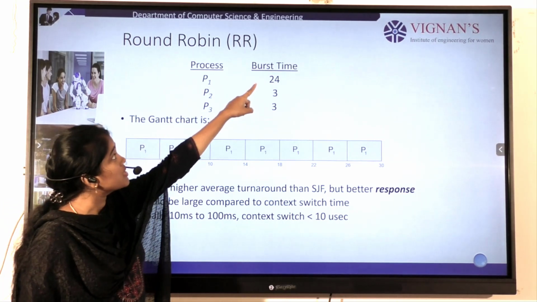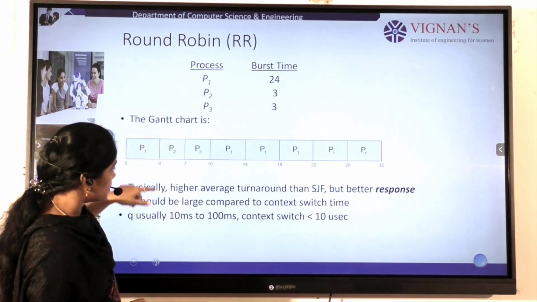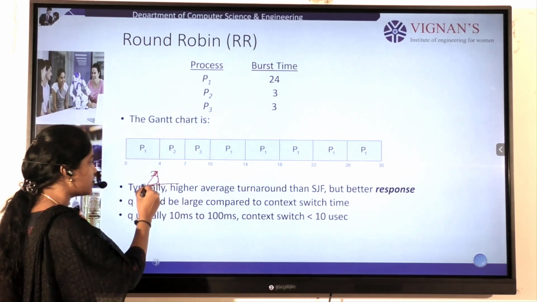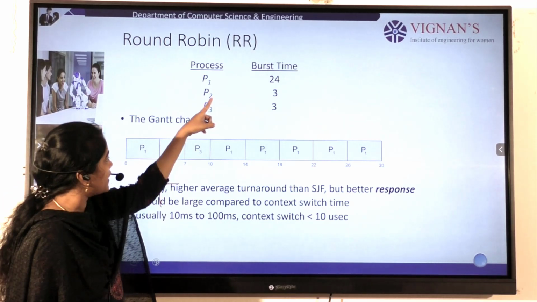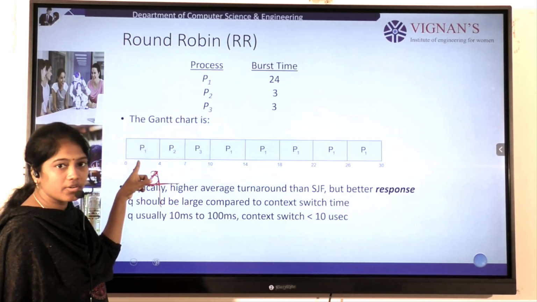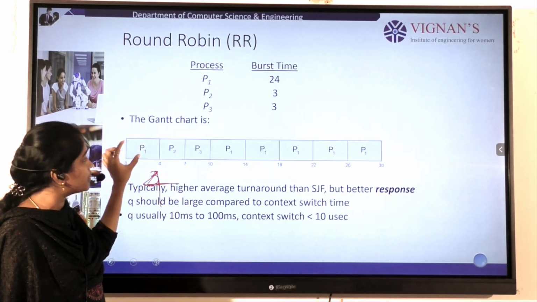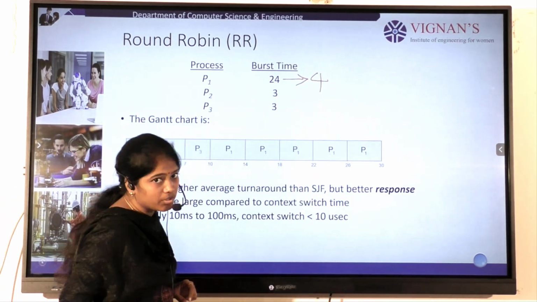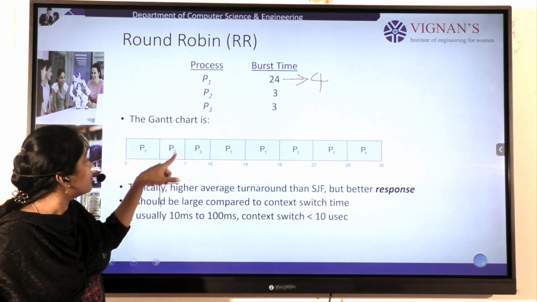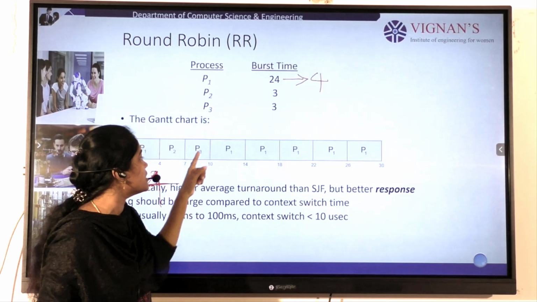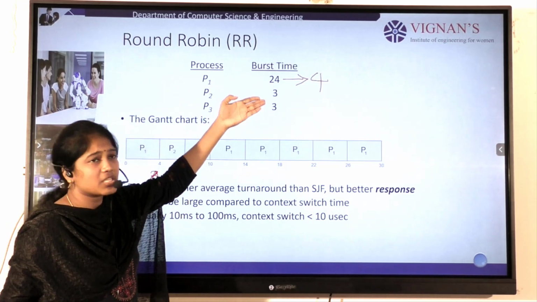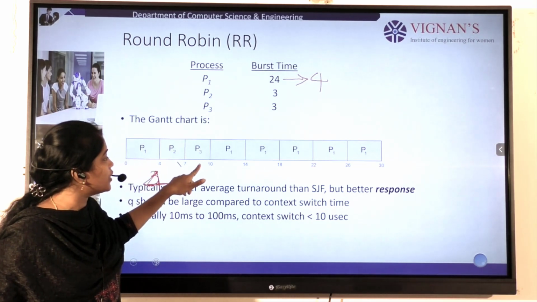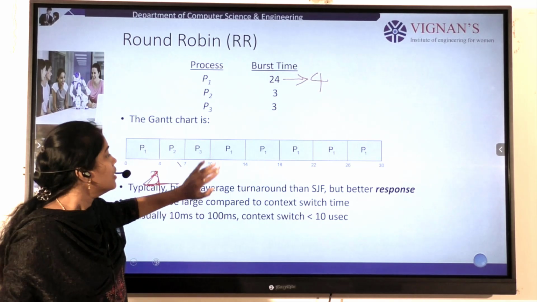There are 3 processes with 3 burst times, and the time quantum is 4 milliseconds. Process P1 enters execution first, and executes for 4 seconds out of its 24 seconds. Next, the chance goes to process P2, whose burst time is only 3 seconds, so it completes its execution completely. Next, process P3 enters execution and completes its execution in 3 seconds.